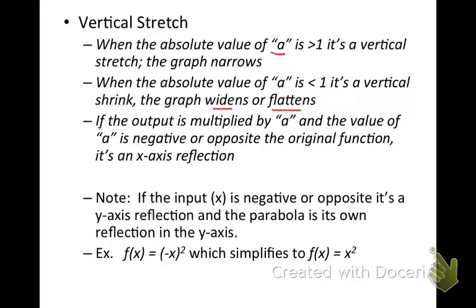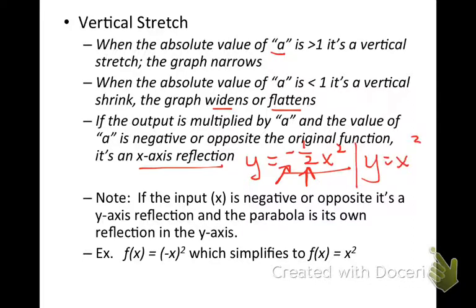If the output is multiplied, so everything that y equals is multiplied by a, and the value of a is negative or opposite of the original function, then it's an x-axis reflection. So we saw negative 1/2 was a graph that was wider than the parent function because that a value is less than 1, and then was an x-axis reflection because in the parent function that original a value is positive.